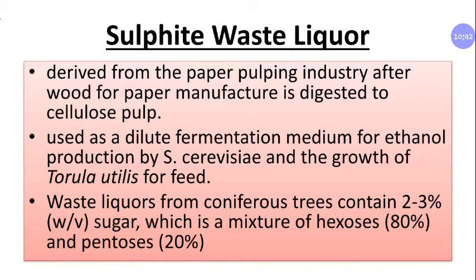Sulfite waste liquor is derived from the paper pulping industry, after wood for paper manufacture is digested to cellulose pulp. It is used as a dilute fermentation medium for ethanol production by S. cerevisiae and the growth of Torula utilis for feed. Waste liquors from coniferous trees contain 2 to 3% sugar, which is a mixture of hexose, that is 80%, and pentose, 20%.